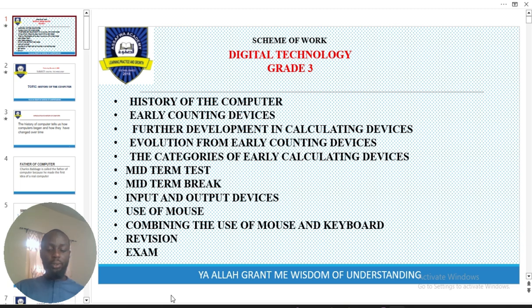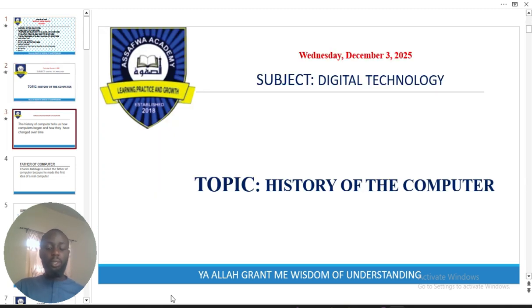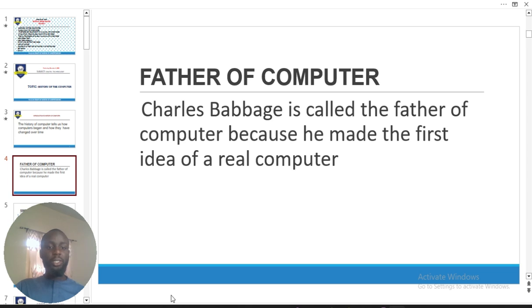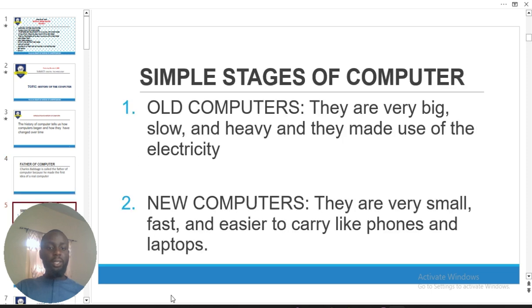So I'll be starting with the history of computer. The history of computer tells us how computers began and how they have changed over time. Now, going to the next one, which is the father of the computer. We said Charles Babbage is called the father of computer because he made the first idea of a real computer.